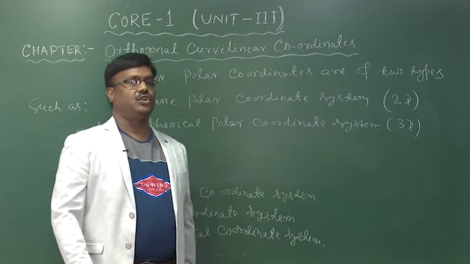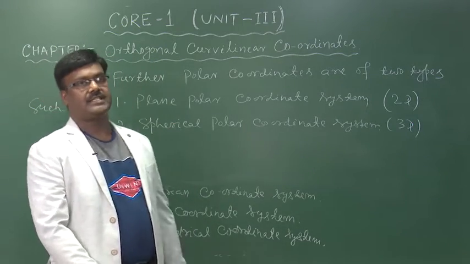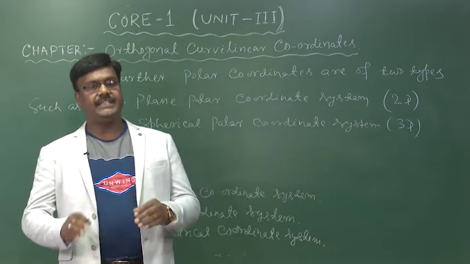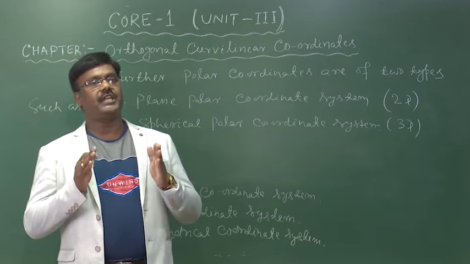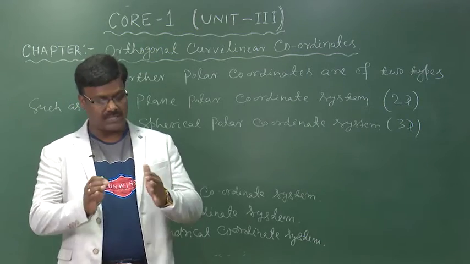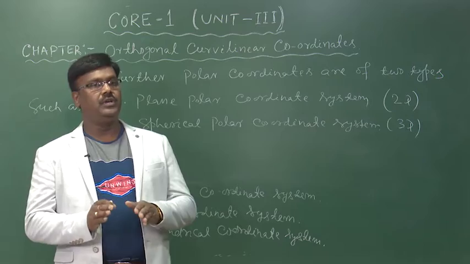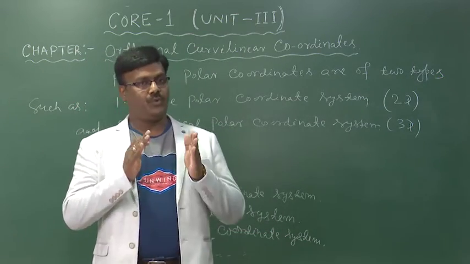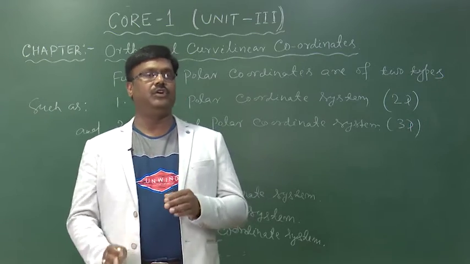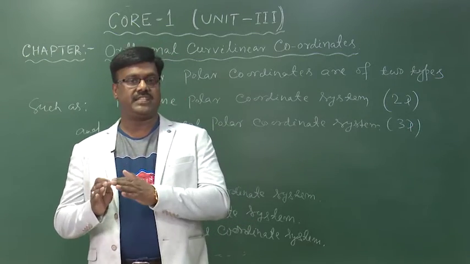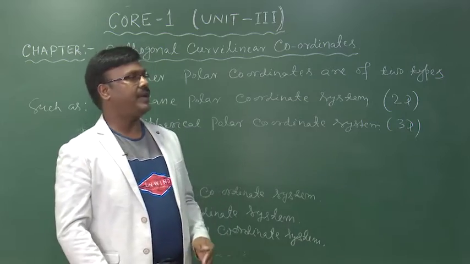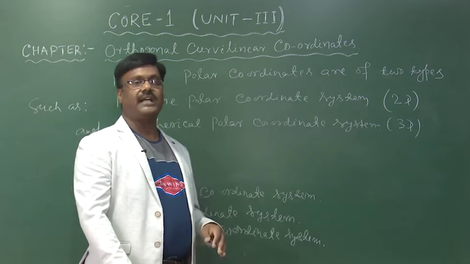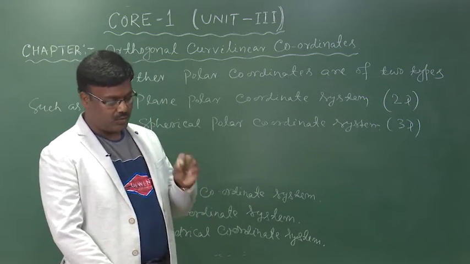So, these are the common types of coordinate systems, and our intention is to know in detail about orthogonal curvilinear coordinates. But first we should know the details of the Cartesian coordinate system, the polar coordinate system and also the cylindrical coordinate system. Then we will go to our orthogonal curvilinear coordinates. So, let us start with the Cartesian coordinate system.